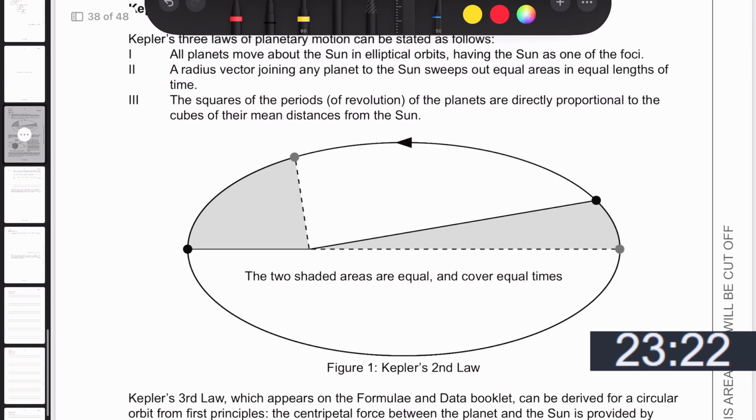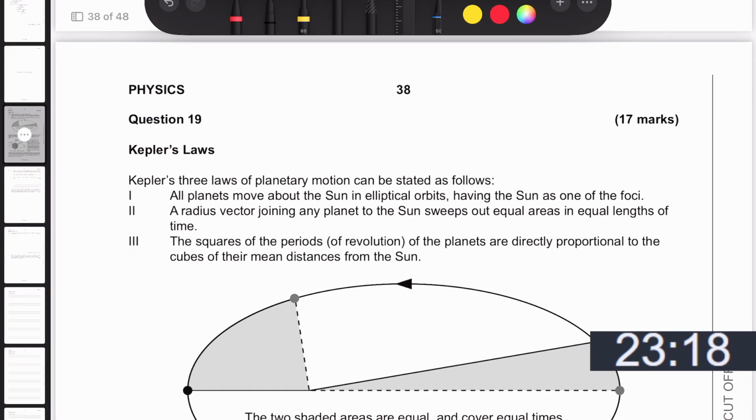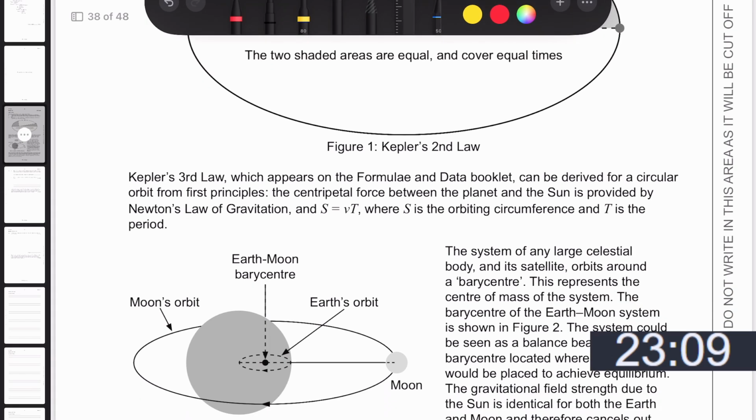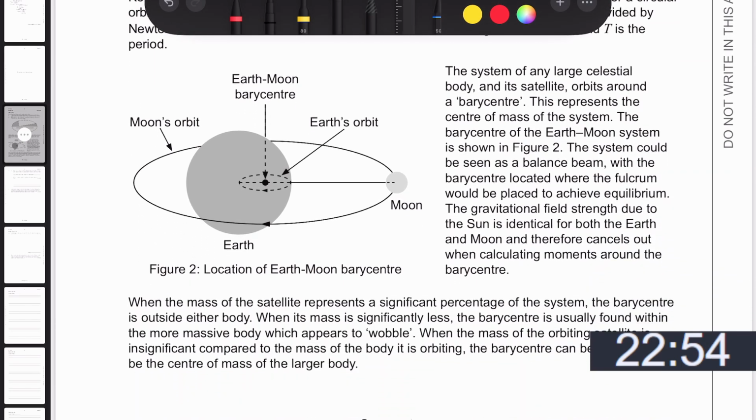A radius vector joining any planet to the sun sweeps out equal areas in equal lengths of time. The squares of the period of revolution are directly proportional to that. Kepler's third law appears in the formula which can be derived for circular orbits from first principles. The centripetal force is provided by gravity, where s is the orbiting circumference and T the period. The system of any large celestial body and a satellite orbit around a barycenter.